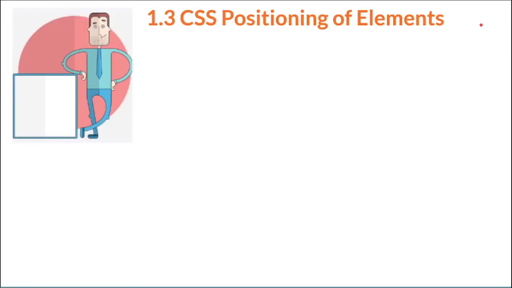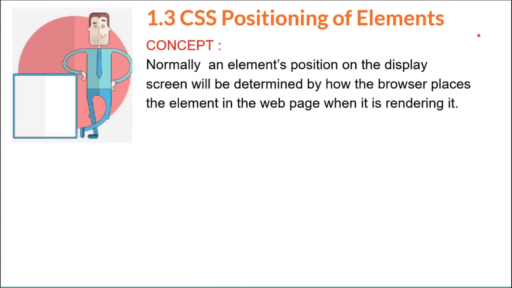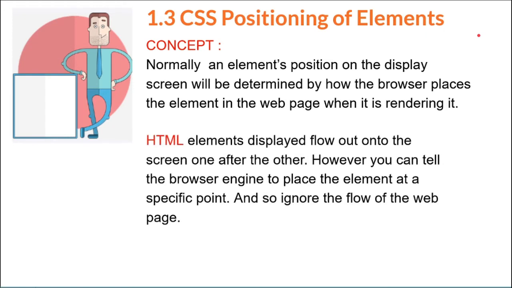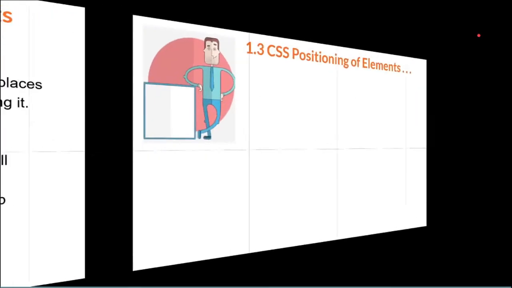Okay, CSS Positioning of Elements. Concept. Normally an element's position on the display screen will be determined by how the browser places the element in the web page when it is rendering it. With HTML elements displayed as they flow out onto the web page screen, one after the other, however, you can tell the web browser engine to place the element at a particular point, and so ignore the default flow of the web page.